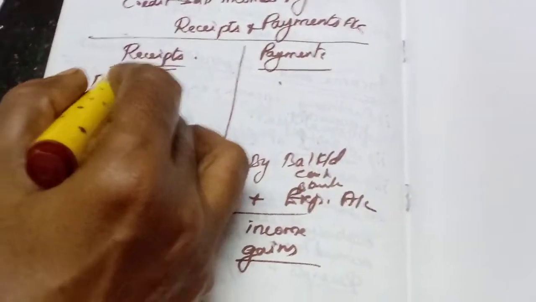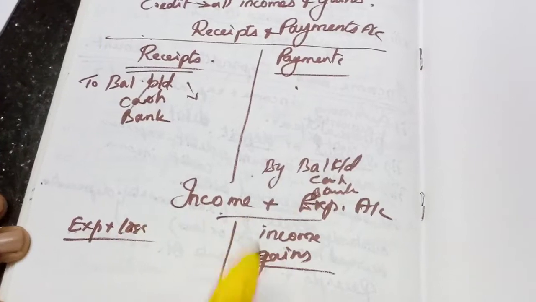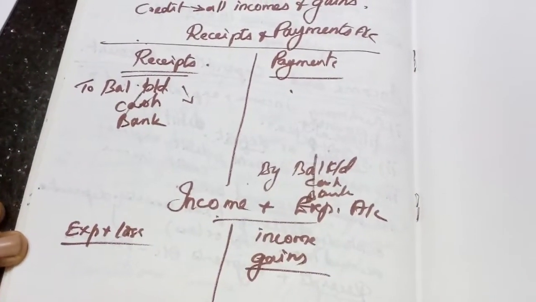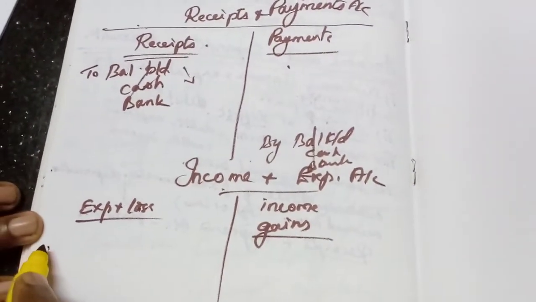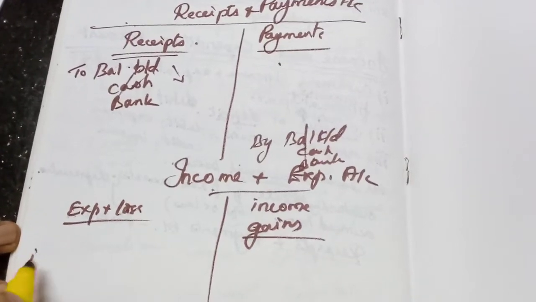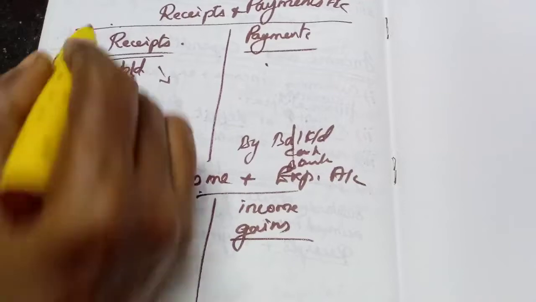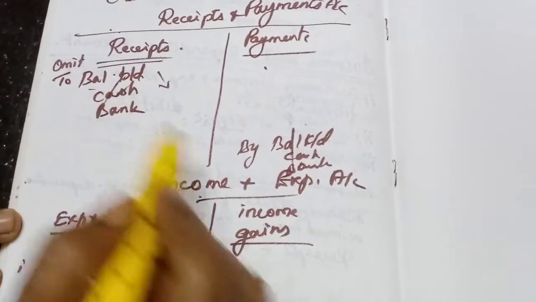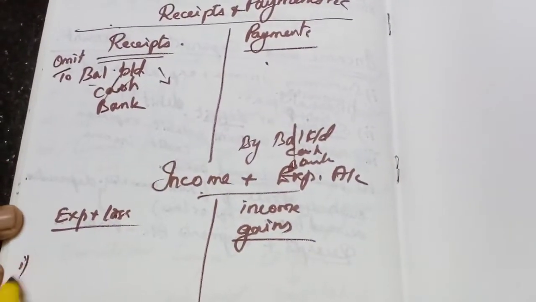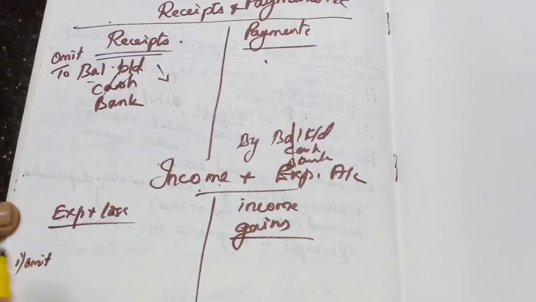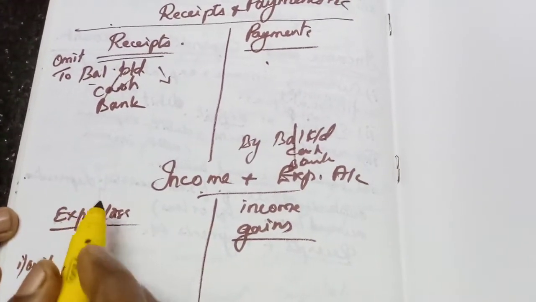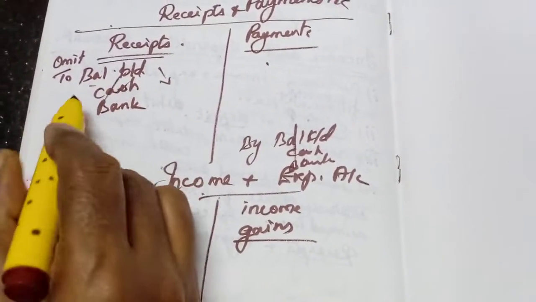So this should be omitted in the income and expenditure account. That is the first step. When preparing the income and expenditure account, we should omit the opening balance and closing cash balance. Okay. Then I will explain the second step.